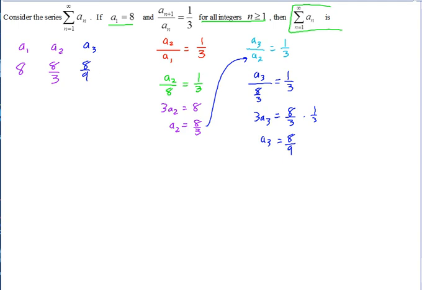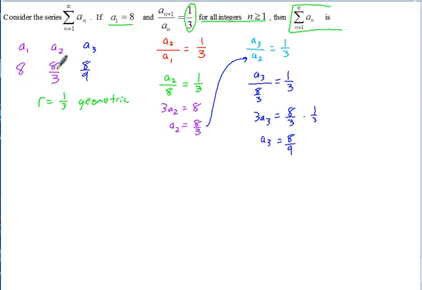So what's the pattern here? Well, it's dividing by 3 or multiplying by 1/3. So it's geometric. We keep multiplying by the same constant of 1/3. And then, our common ratio is 1/3. Notice that's not a coincidence that it's a 1/3 right there as well. Because this is saying the term one more than this one, you just divided by the previous term is 1/3. So this divided by 8 is 1/3. This divided by this is 1/3.